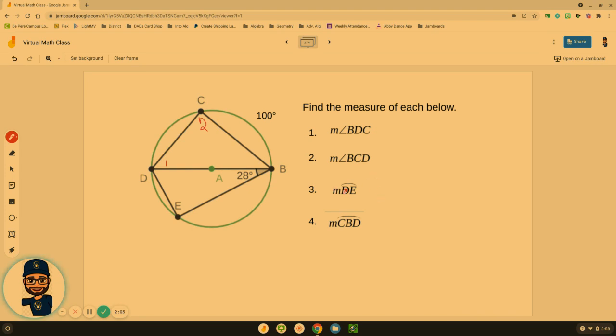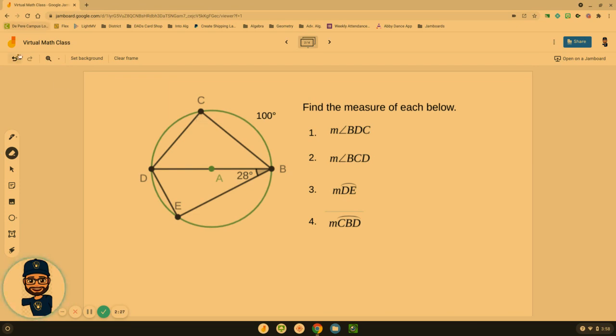Find the measure of arc DE. So this is problem number 3. And then the major arc C to B to D, going all the way around here. And in order for us to really be able to identify what we're working with, we should start to label some of the things that we truly know.